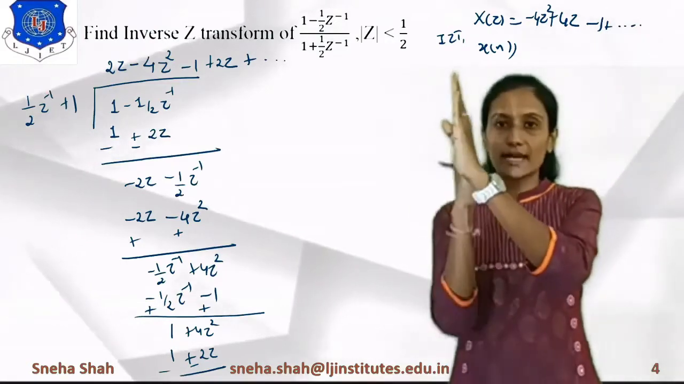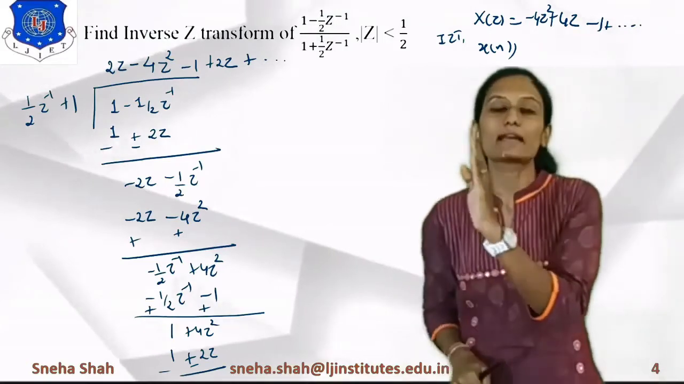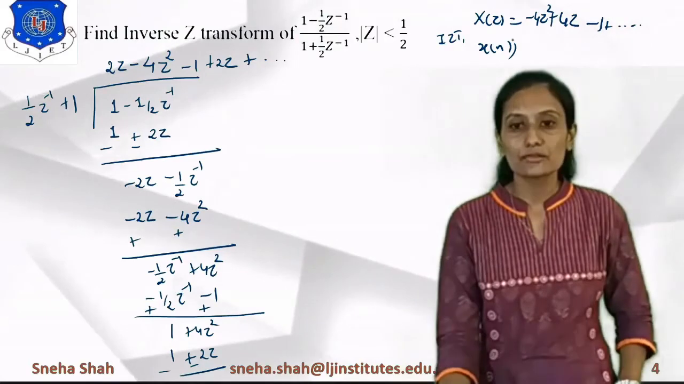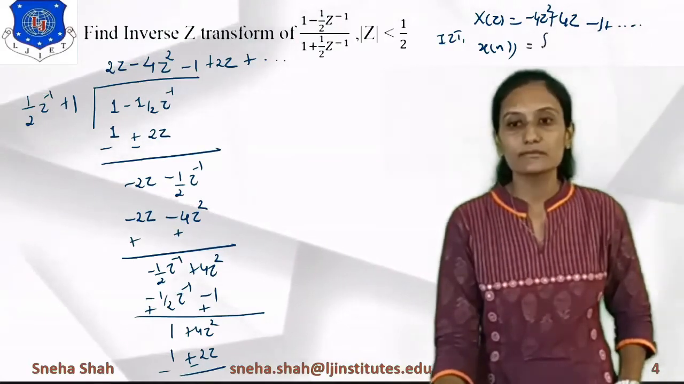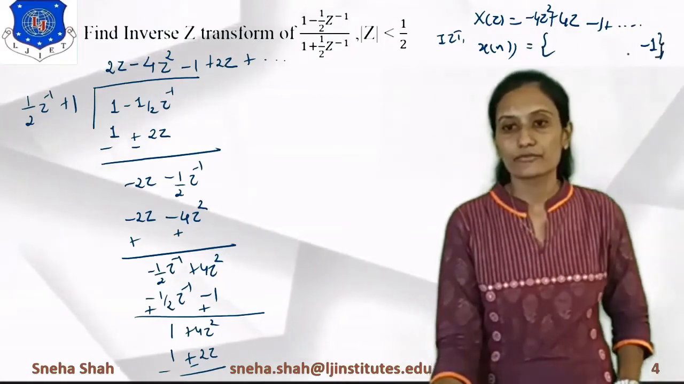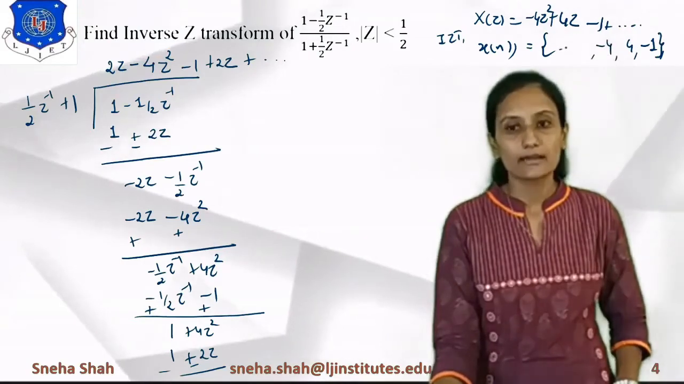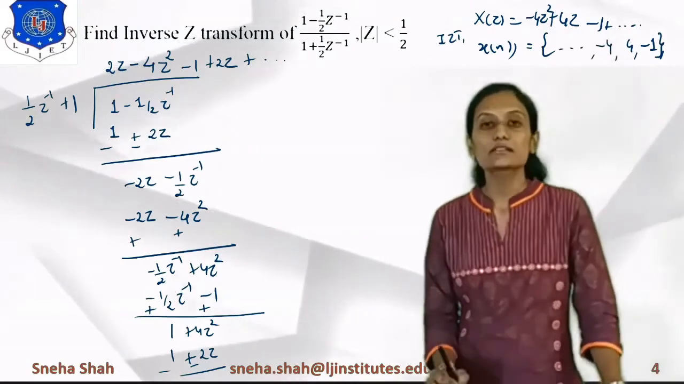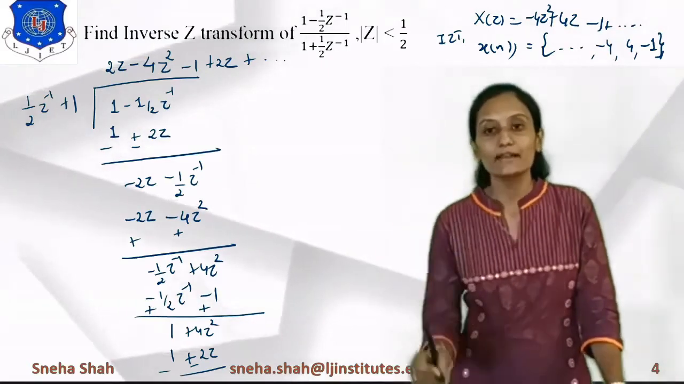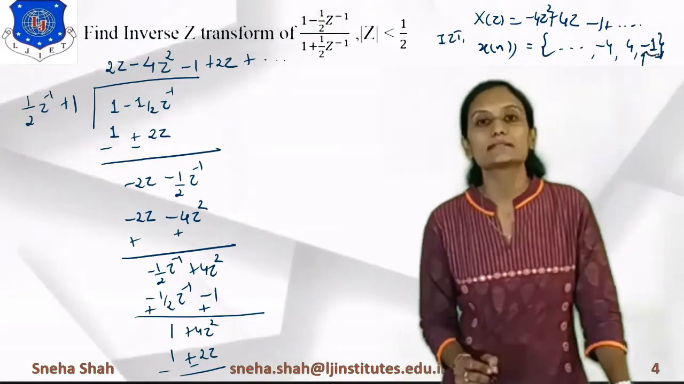First term I am writing for n equals 0. Before that I am writing for n equals minus 1. Before that I am writing for n equals minus 2. So applying this rule, I am writing x of n equals minus 1. Before that I am writing this 4. Before that I am writing this minus 4, up to minus infinity. In this you can see which term has no value of z. In this term, minus 1, right? So below this minus 1 I am applying this arrow.